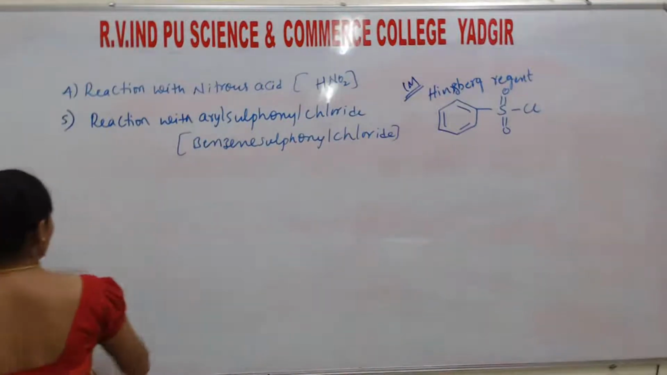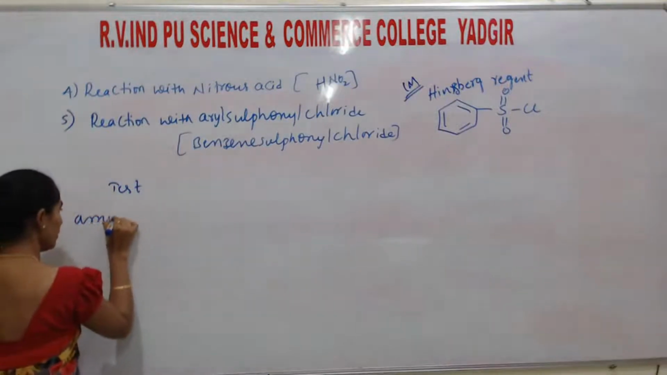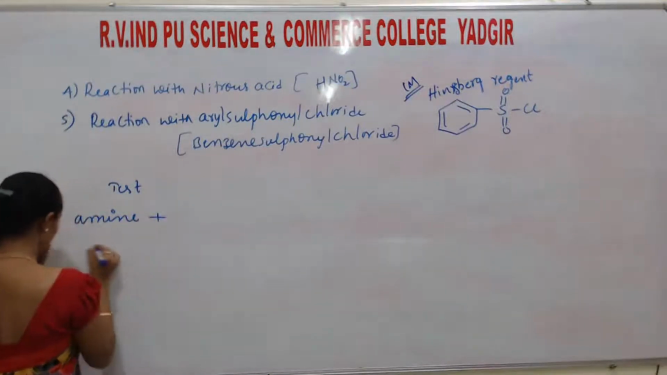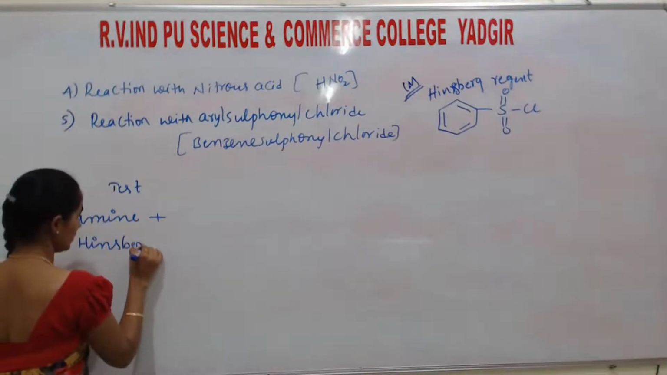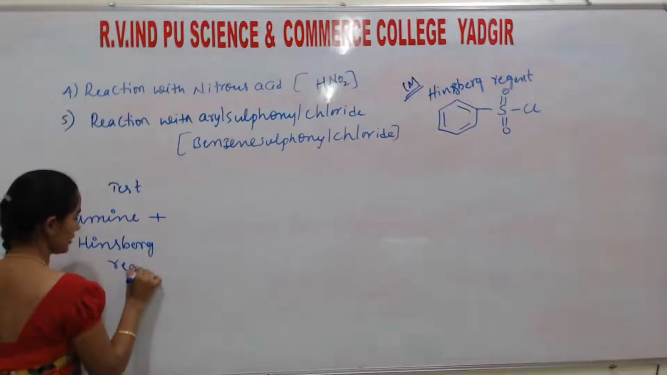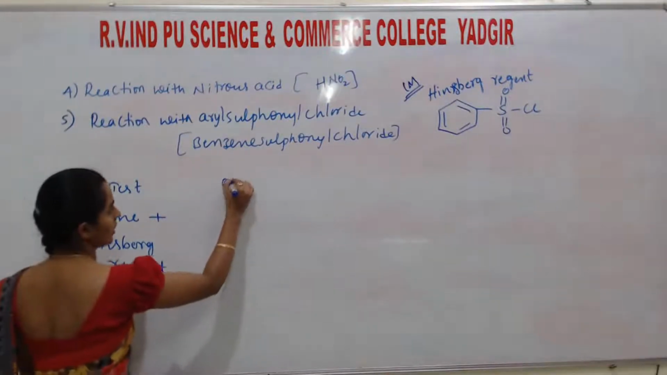Okay. So in the test column, you take amine plus Hinsberg reagent. This is the test column. Okay. Next, observation.